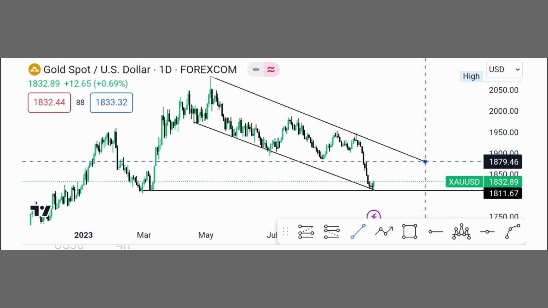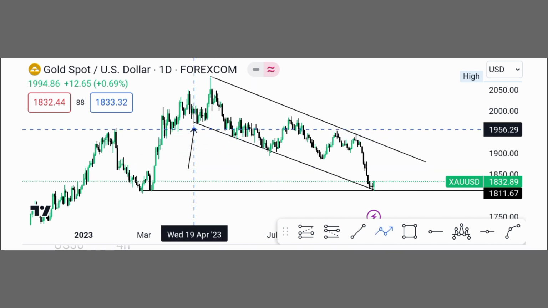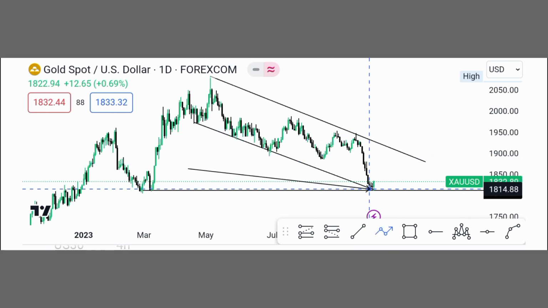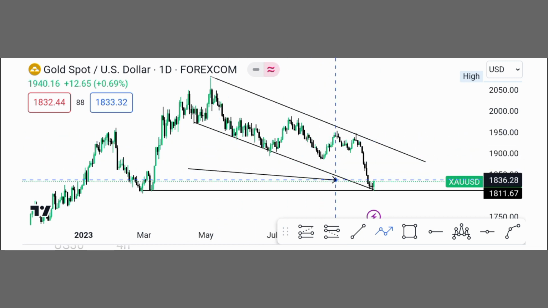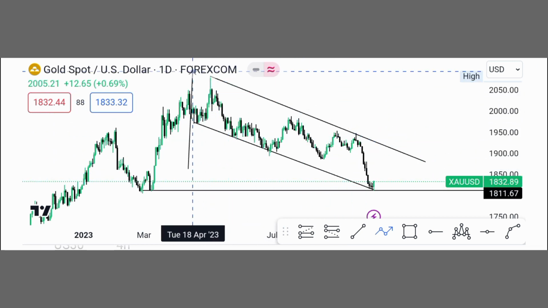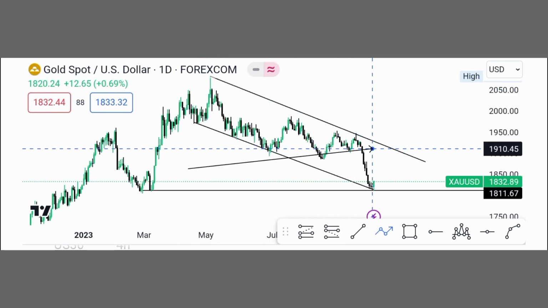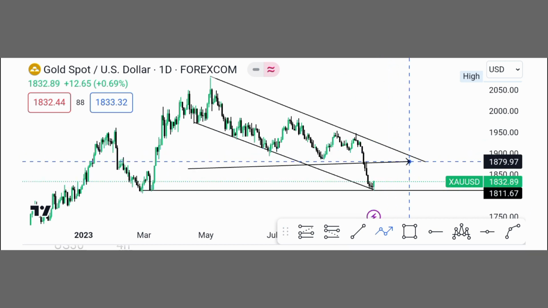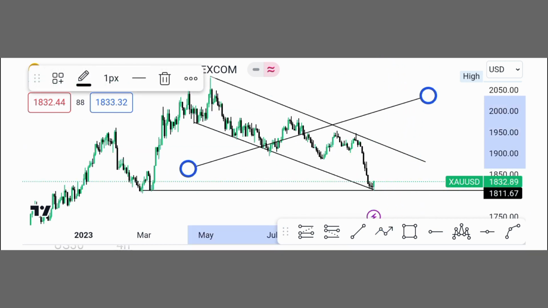just like that. Okay, so basically this is the first touch, second touch, fourth touch, fifth touch. So this is a very, very sensitive level. Then over here we have our first touch, second touch, then now we're looking to make a third touch and break all the way to the upside.